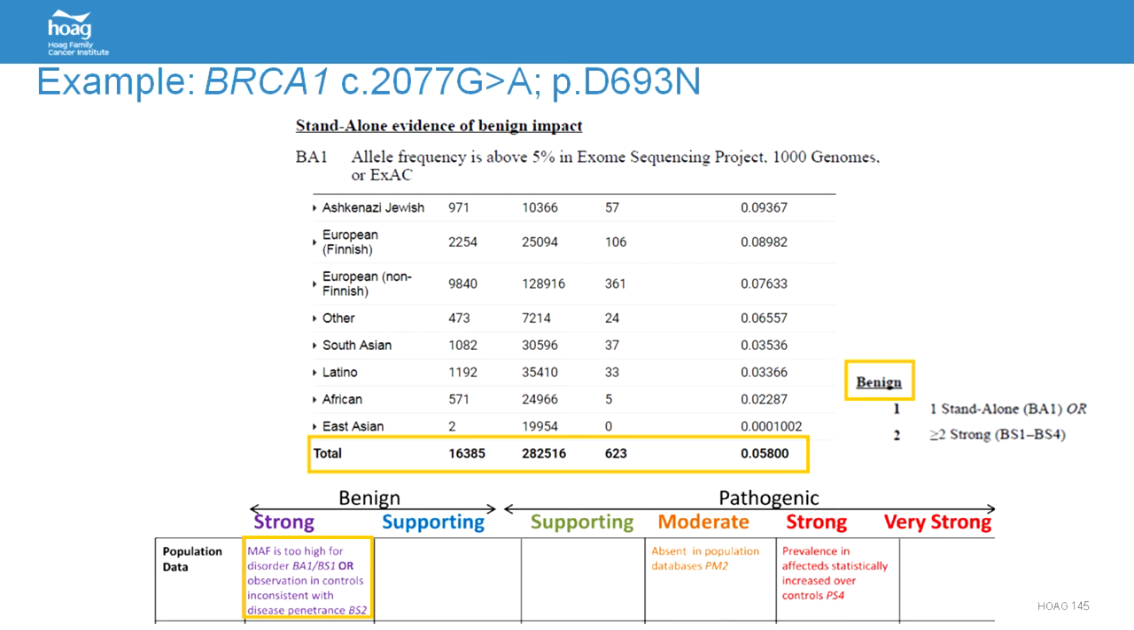We're going back to our ACMG guideline, and we go over to the left. This is where the standalone benign evidence is. They say allele frequency is about 5% in the ExAC database. The gnomAD database is the newer version of the ExAC database. ExAC only covers the exome database, but gnomAD also covers the genomic database. So this is 5%, more than 5%. Going back to our rules, this is classified as benign.